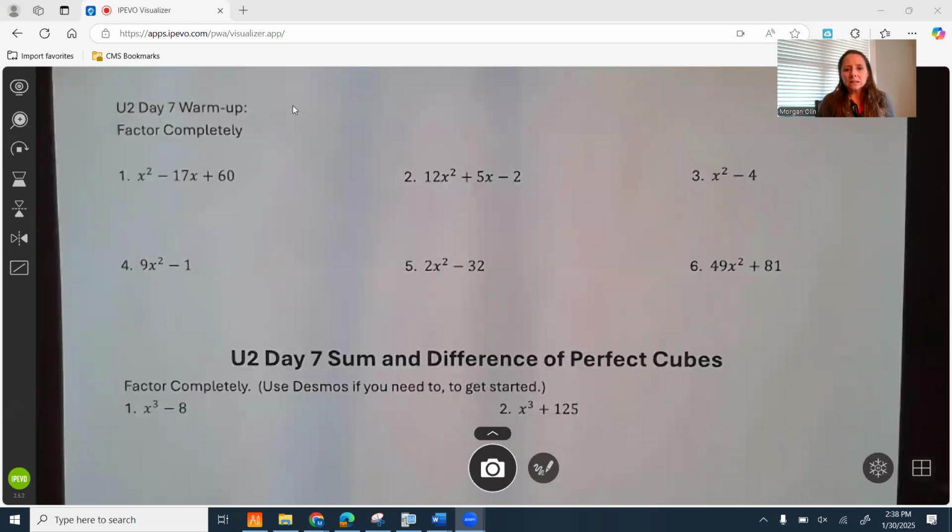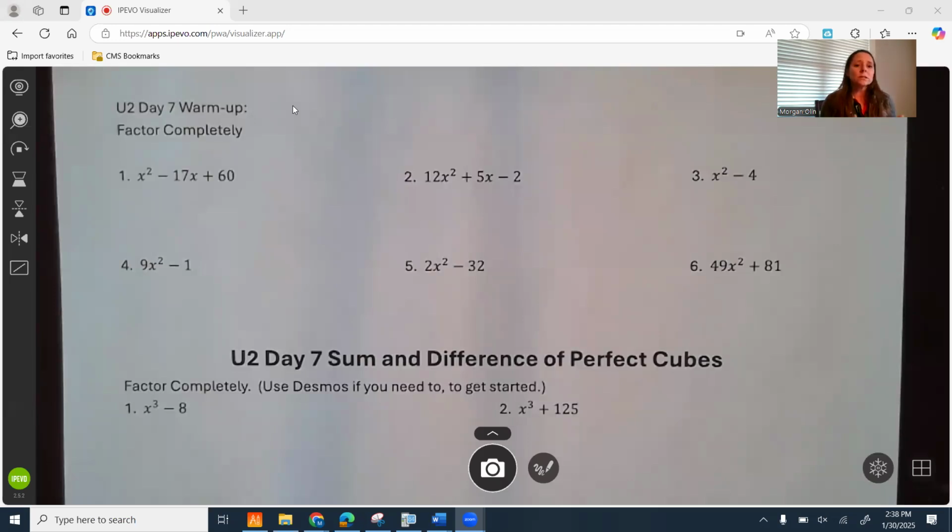Unit 2, day 7. We are going to be talking about some difference of perfect cubes. We've been talking about polynomials all this time. We've talked about roots, we talked about their graphs, we talked about factoring, and so forth. We talked about division. All right.